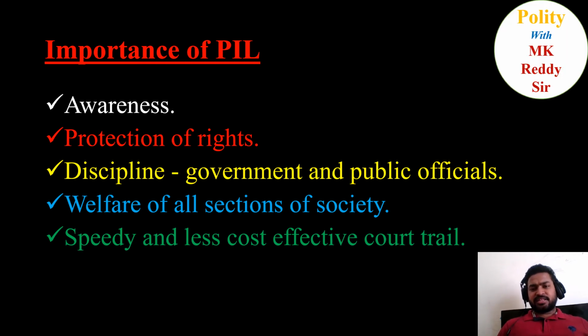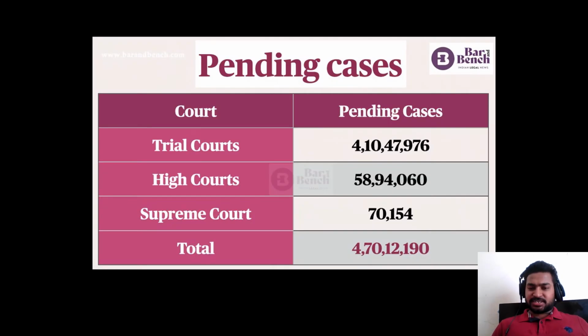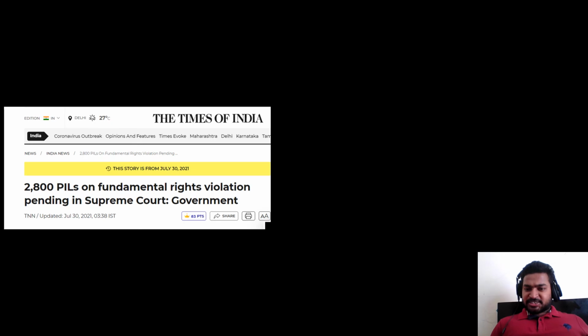We all know that there are so many cases pending in the courts of India, especially in high courts and in lower courts also. Lakhs of cases are pending, and there are some PILs also pending. Particularly, as you could see on the screen, around 3,000 fundamental rights violation PILs are pending in the Supreme Court as of July 30, 2021.